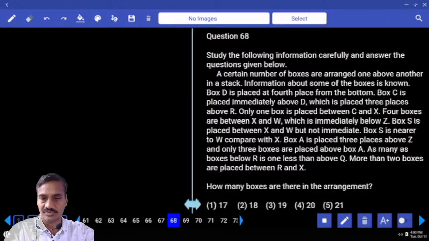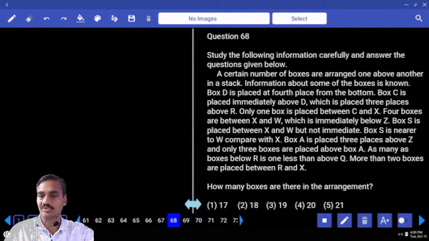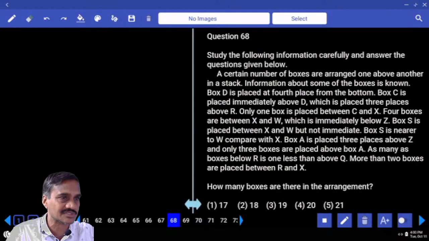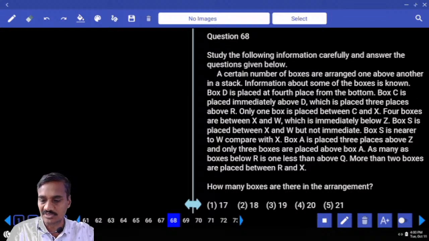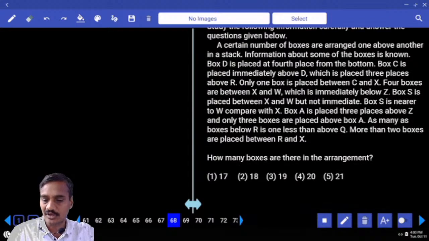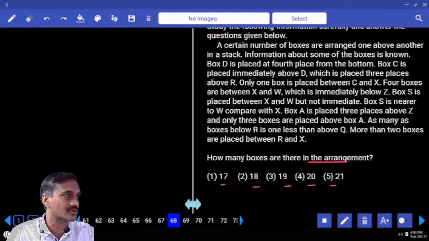Then 68 onwards. Now in this one, a certain number of boxes are arranged one above the other in a stack. And information about some of the boxes was given. Then how many boxes are there in the above arrangement? Now here 17, 18, 19, 20, 21, almost in and around 20.